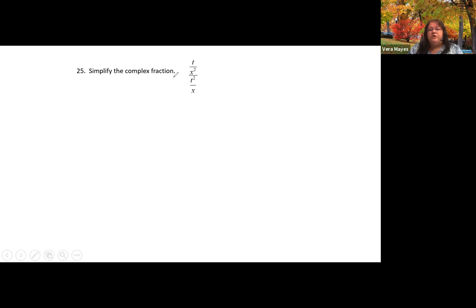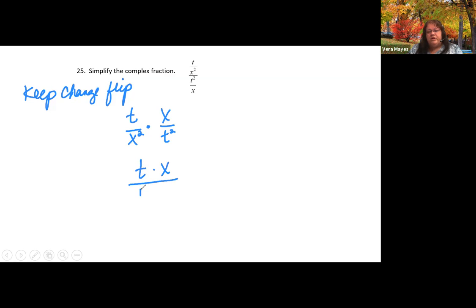All right, so again, we're going to do that keep, change, flip. So we have the first fraction divided by the bottom fraction. So we're going to keep the first fraction, change it to multiply, flip the bottom fraction. And now I'm going to look to see what I can cancel. I'm such a visual learner that I think I'm going to change the order. So I've got t times x on top. Let's bring that t squared and then move the x squared to the second term.